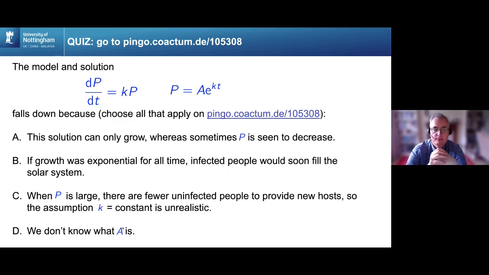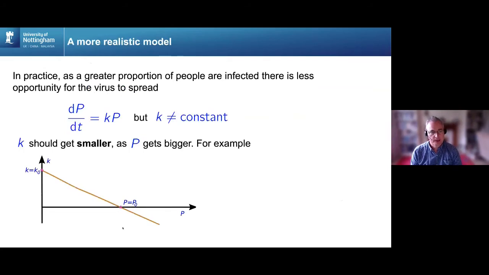And A is not really true, because depending on whether we let k be positive or negative, we can make the solution grow or decrease. But it is the case that we need to let k change in order to get the sorts of features that we've seen. So let's start accounting for that. In our model, we need to let k, that parameter, or that constant of proportionality, or not constant, be something that gets smaller as p gets bigger.